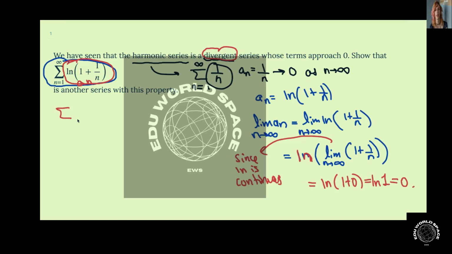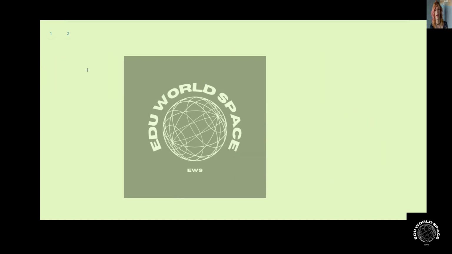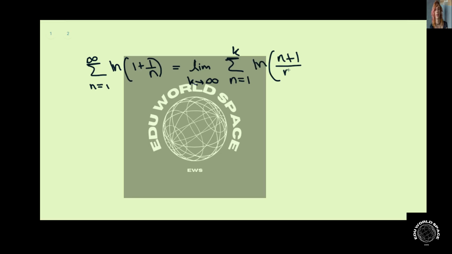I can rewrite this. Actually, here I'll need more room, so let me go on to the next page here. This is our series. Let me do two steps here. First, let me write this as a limit as k goes to infinity, and then I'll sum from 1 to k. And then also, let's rewrite this by getting a common denominator.